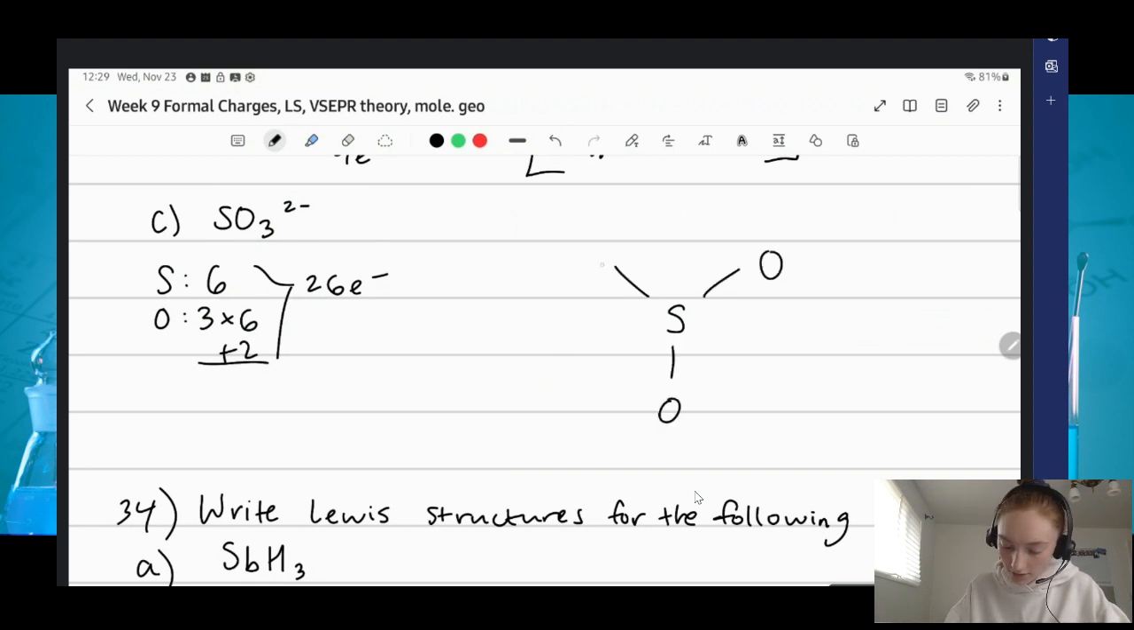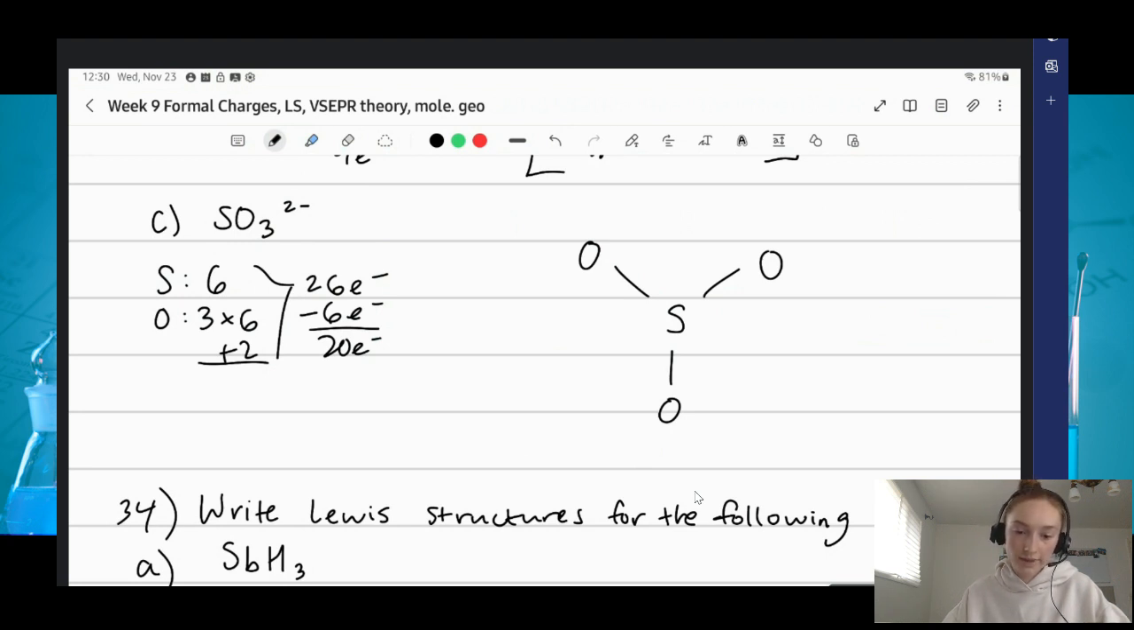So we have each oxygen surrounding it. Right now we have 3 single bonds, so just starting out, 3 times 2 is 6, so minus 6. That would be 20 valence electrons. Each oxygen will need 6 more, so 6 times 3 is 18, so that would be 2 valence electrons left over.